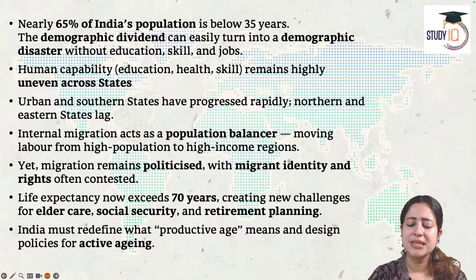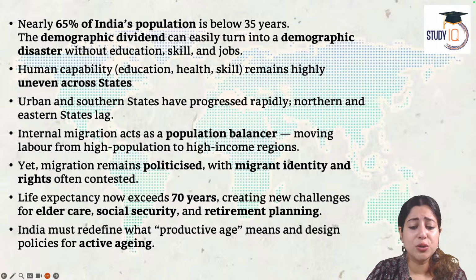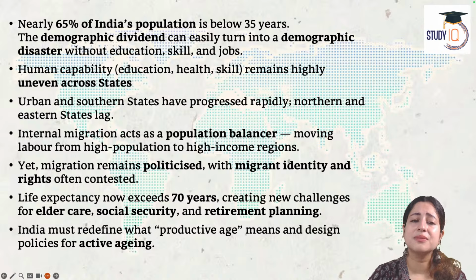That's the problem. 65% of India's population today is below 35 years. But we are not able to use this because people are uneducated, undereducated, semi skilled. They don't have a job. Just look at what's happening in Bihar. Very interesting. First article we spoke about Bihar.